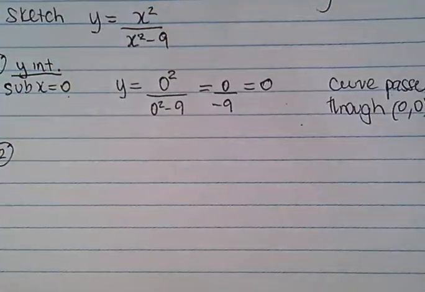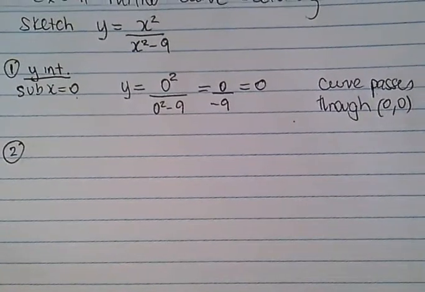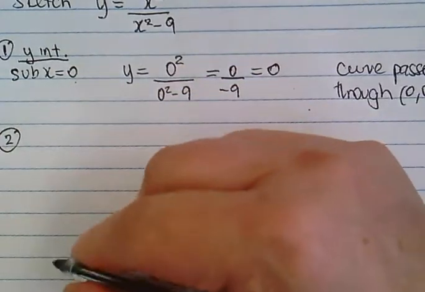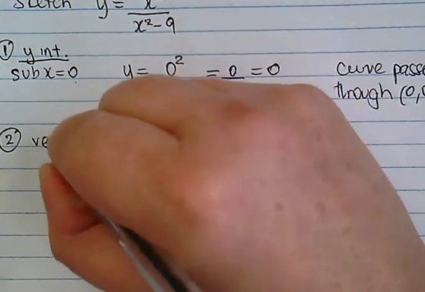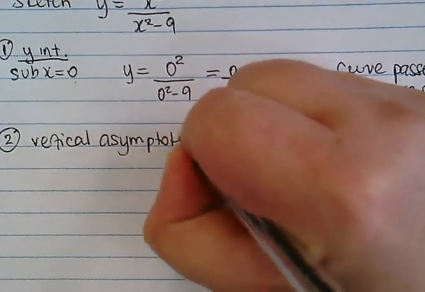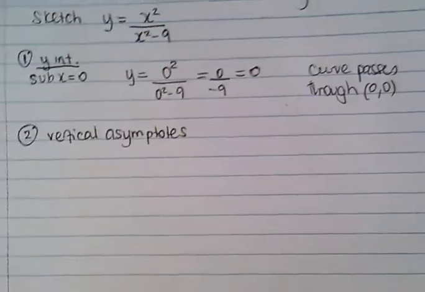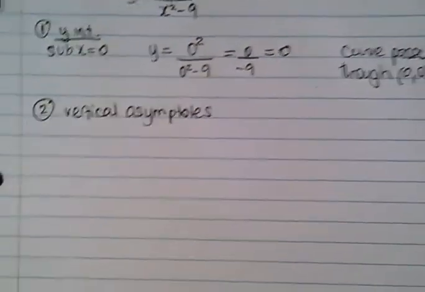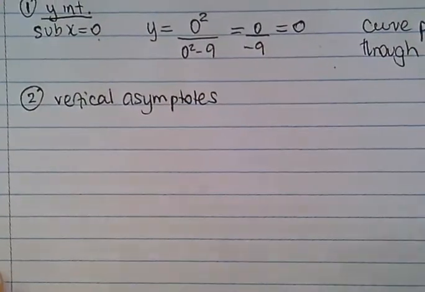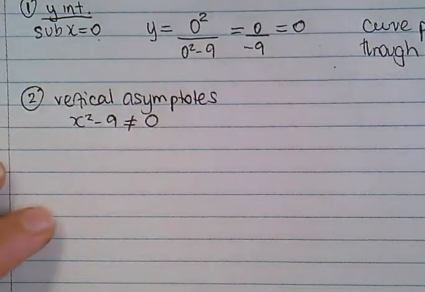Now, number 2. Have a look at the denominator. Very good. We know that x squared minus 9 can't equal 0. This is telling me vertical asymptotes. When you look at the denominator and see the values of x that you can't have, that restricts your domain, and you end up with vertical asymptotes, like dotted lines down your graph. So x squared minus 9 cannot equal 0.